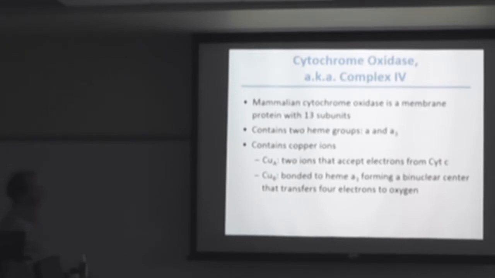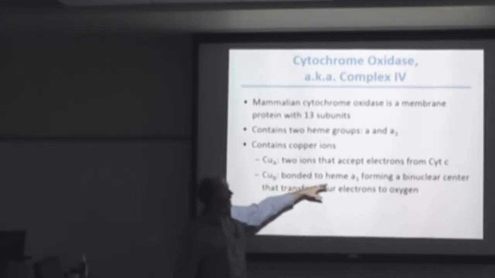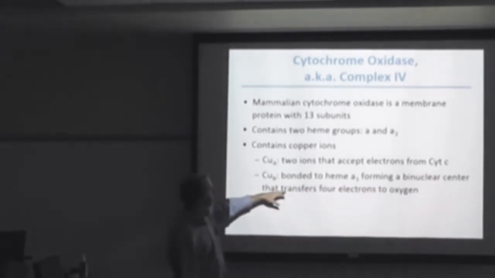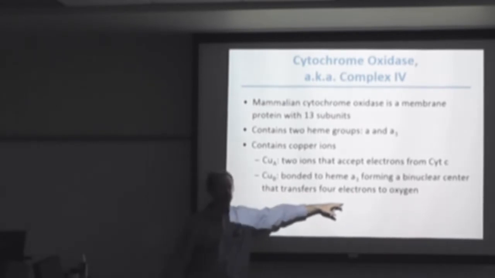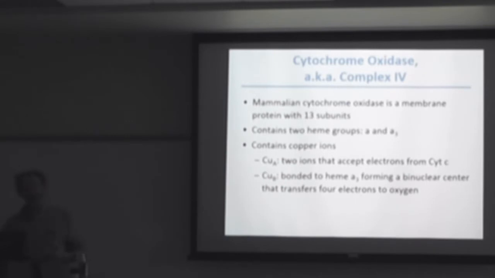Cytochrome oxidase is complex 4. So what do you think that's going to do? That's going to oxidize cytochrome C. So mammalian cytochrome oxidase is a membrane protein with 13 subunits. It contains 2 heme groups, A and A3. It contains copper ions, so we need copper for this electron transport. CuA, 2 ions that accept electrons from cytochrome C, and then CuB is bonded to heme A3, forming a binuclear center that transfers 4 electrons to oxygen. So those 4 electrons that ultimately go to oxygen form water, right?